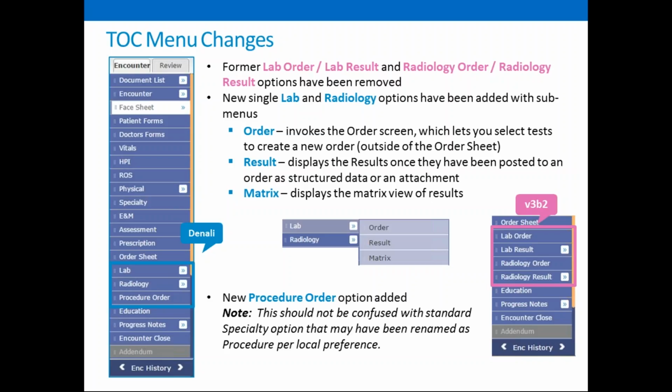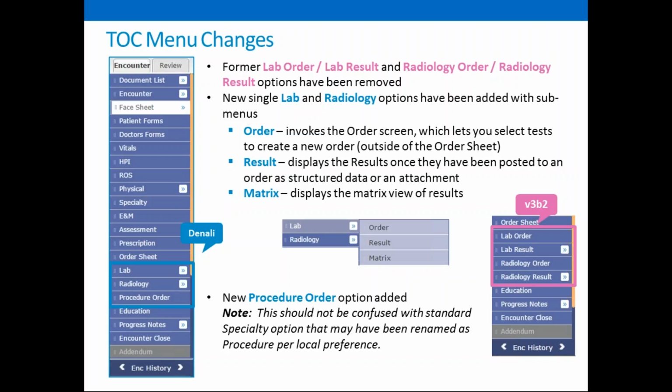Those have been consolidated, if you notice here on the left in the Denali encounter screen, to a single option only, simply called Lab and Radiology, and the submenu now includes 3 choices. So you still have the ability of going directly to the order, the structured data result, or the matrix view of the results. But it's through a single submenu from a single main menu choice.